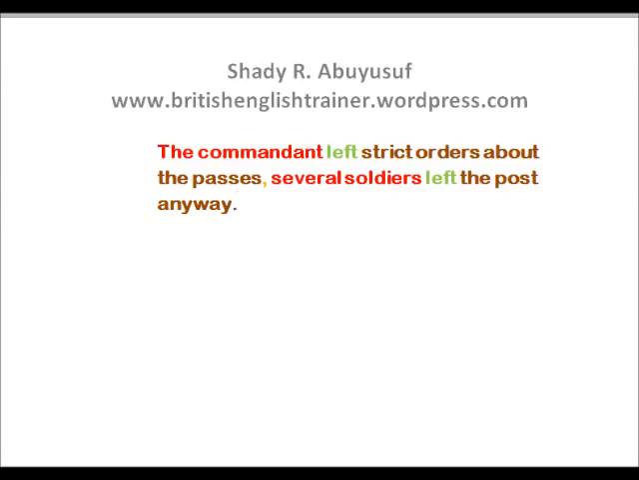So I've got the first subject, the commandant, and we've got the first verb, left. And then we have a second subject, several soldiers. And then we've got a second verb, which is left. So two subjects, two verbs, and a comma. But we do miss a connector, which makes this sentence completely wrong. And in order to make this sentence correct, we need to add a connector here.